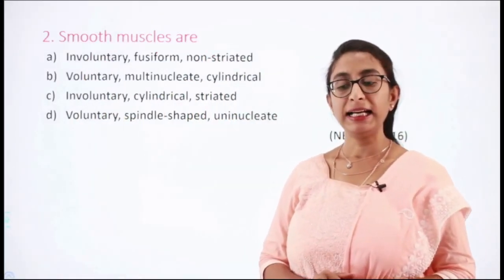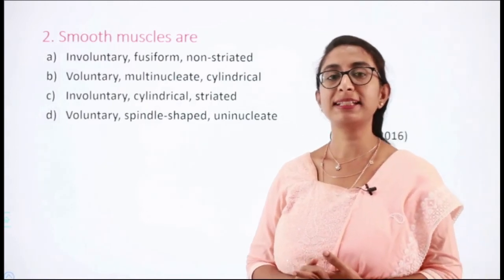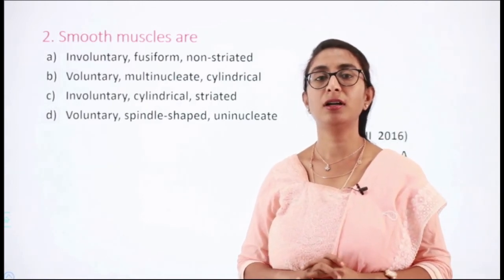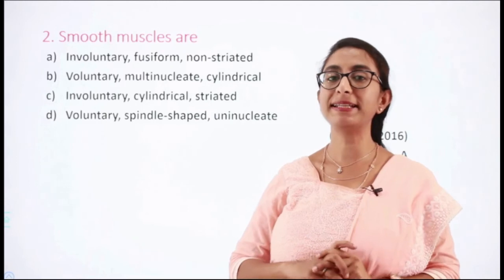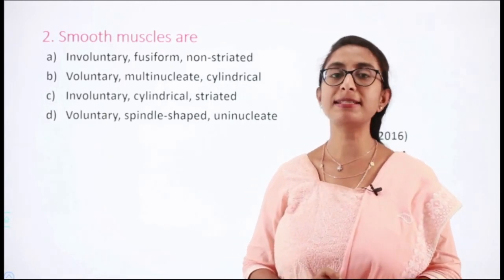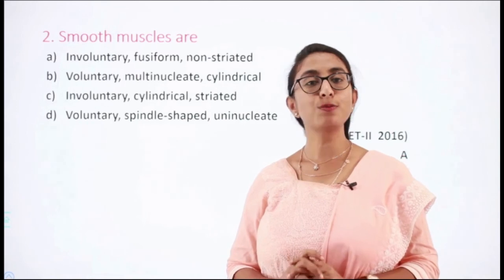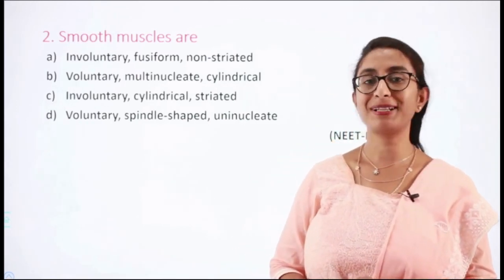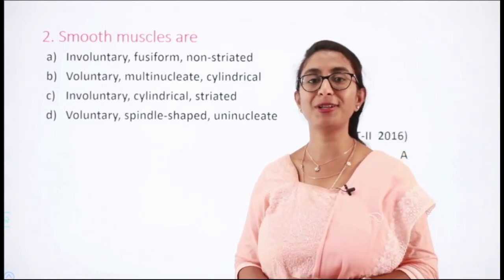So in this lecture we have discussed the characteristics of a muscle tissue and the different types of muscle tissue, that is skeletal muscle tissue, smooth muscle tissue and cardiac muscle tissue. I hope you all understood it properly.